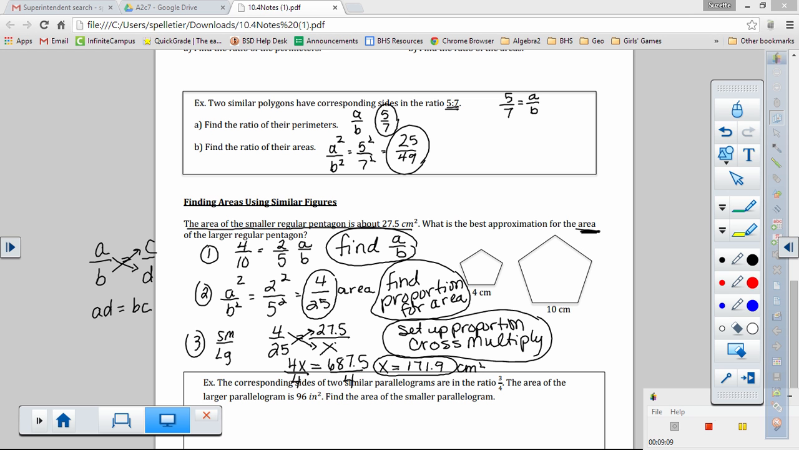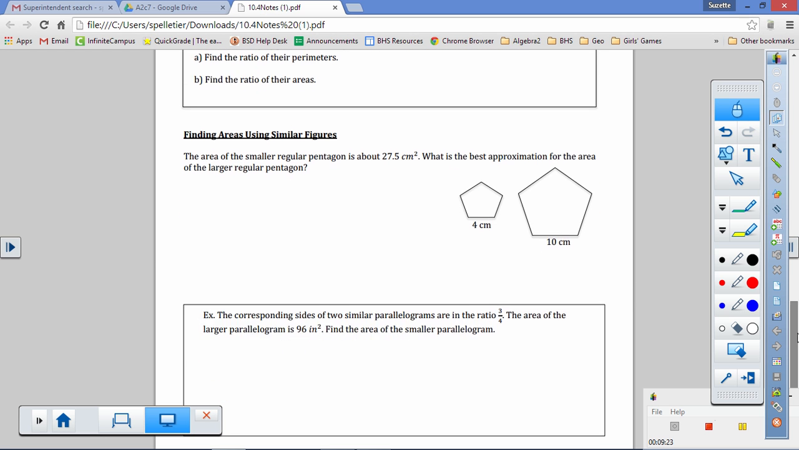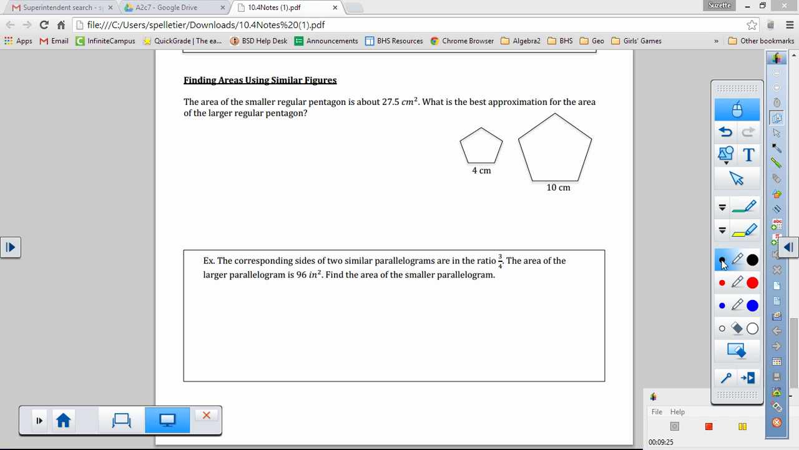So step 1, find a over b. Step 2, find the proportion for the area. Step 3, set up your proportion and cross multiply. All right, let's try it again. Next problem. Scroll the page up. We're going to try the steps again. One more problem. All right.